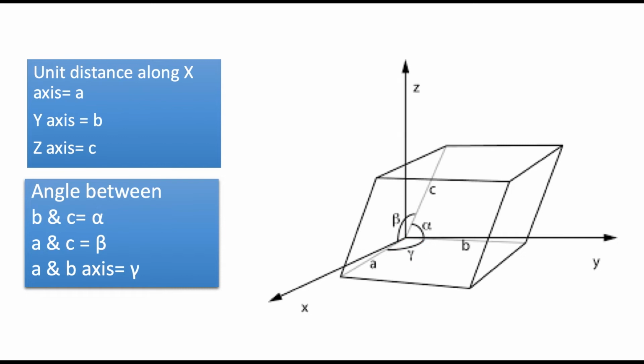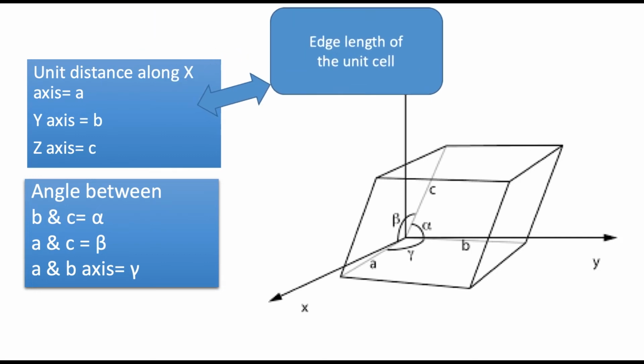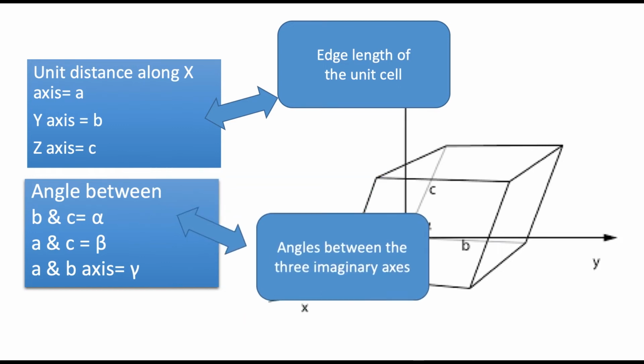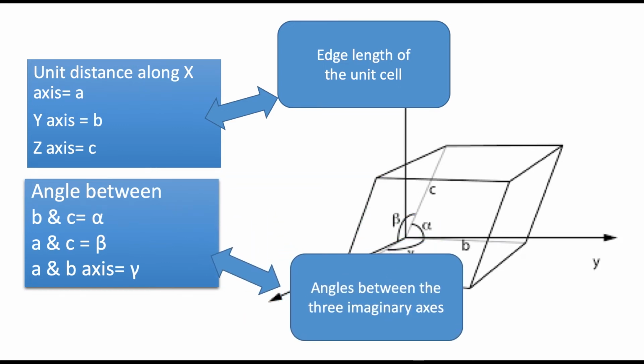To describe a unit cell, we should know the unit cell parameters. The distances a, b and c give the lengths of the edges, or the edge length, of the unit cell. The angles alpha, beta, gamma give the angles between the three imaginary axes. Now that you have understood the unit cell parameters, let us check which are the different types of unit cells.